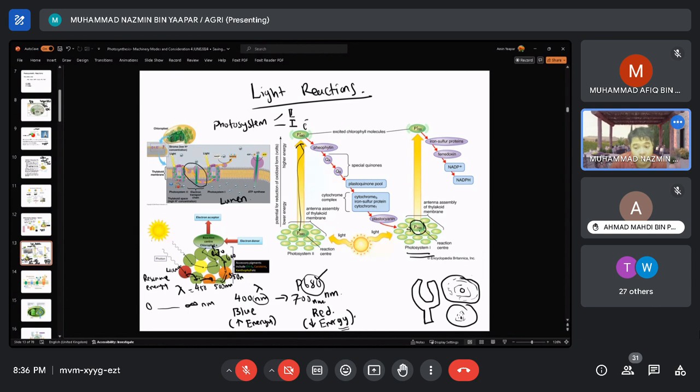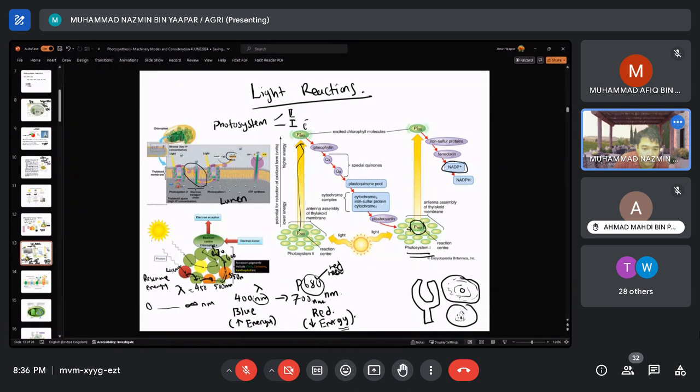Okay, and coincidentally, 700 nanometer is slightly the deeper red. 680 is red, 700 is also red, but 700 nanometer is a deeper red compared to 680 nanometer. Another electron excitation will happen, and then it will be passed to the electron acceptor, pretty much like the electron acceptor here, to the iron sulfur protein, to the ferredoxin, and eventually to the end of the terminal molecule, which is NADPH.